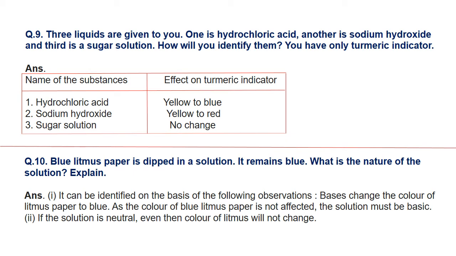Question number 10. Blue litmus paper is dipped in a solution. It remains blue. What is the nature of the solution? It can be identified on the basis of the following observation. Bases change the color of litmus paper to blue. As the color of blue litmus paper is not affected, the solution must be basic. If the solution is neutral, even then the color of litmus will not change.